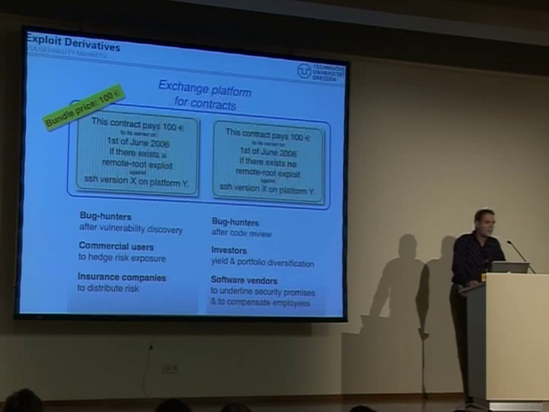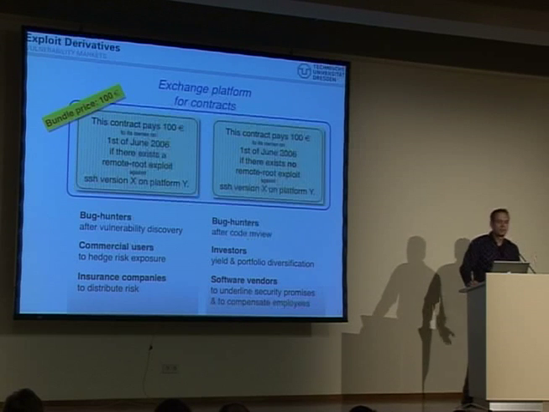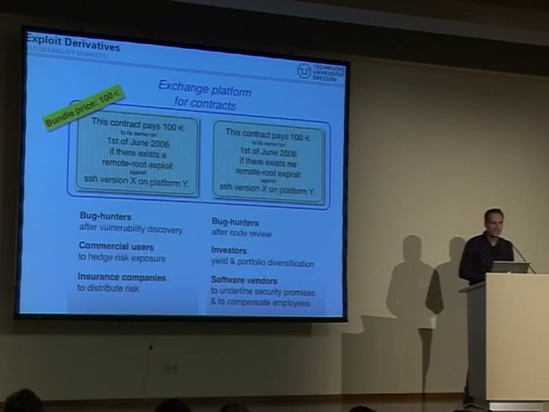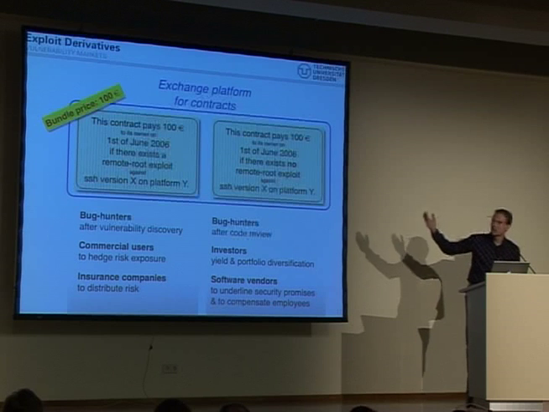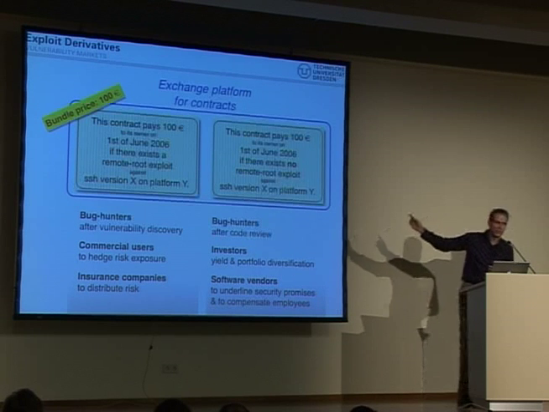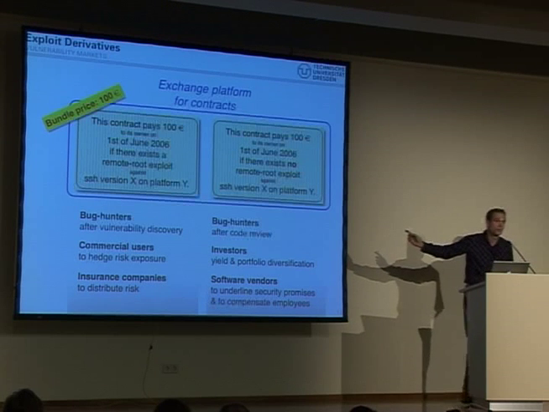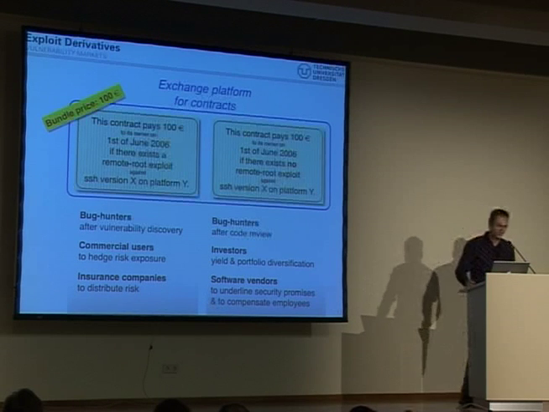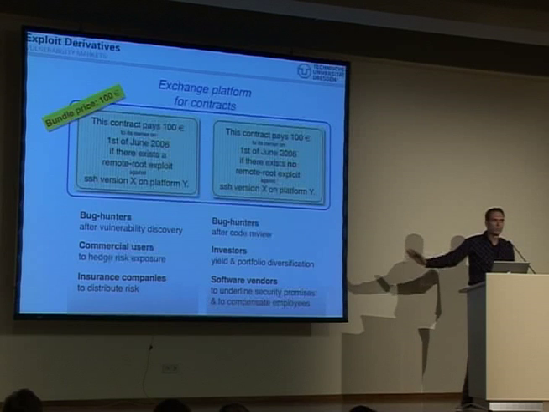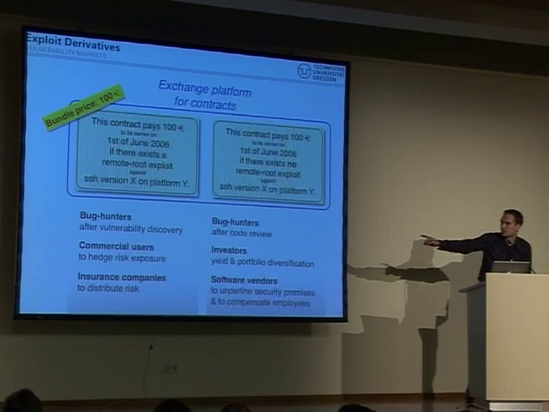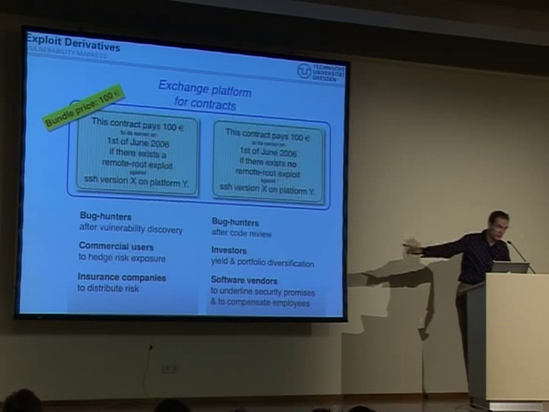Bug hunters, if they made a recent code review, for example, and they consider the code as secure, then they have more information than the market, and they can now use this information to buy this, or basically they value the right-hand contract higher than the actual market price, and they can live from the difference. Investors may want a good yield if these contracts really materialize, and if they are used, on the other hand, to hedge the exceptional risks.